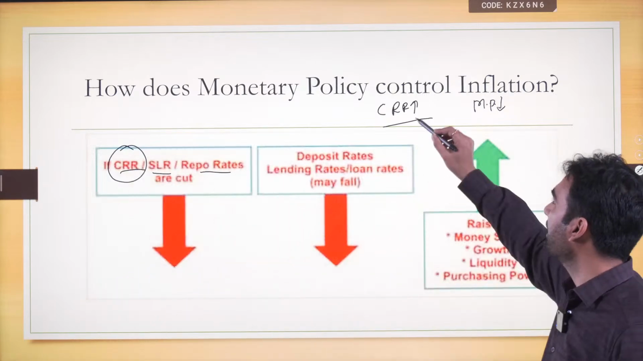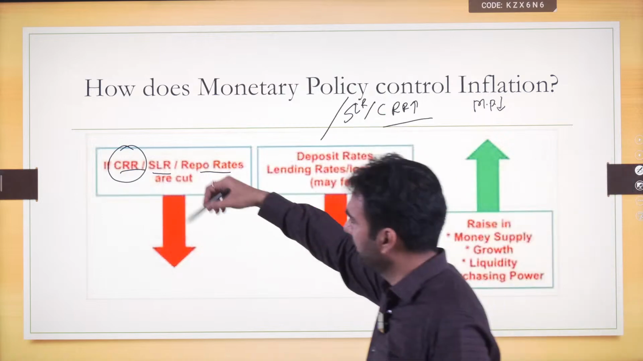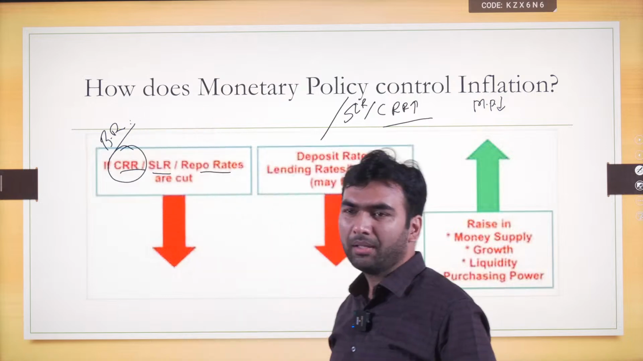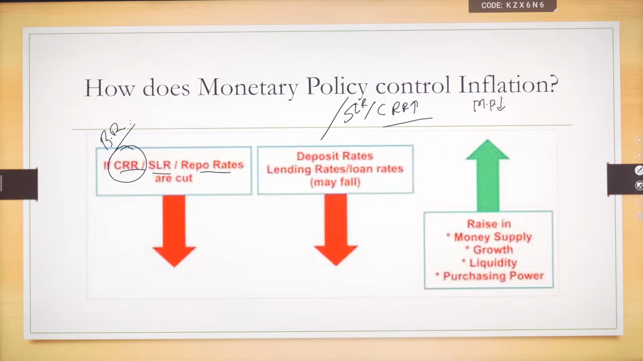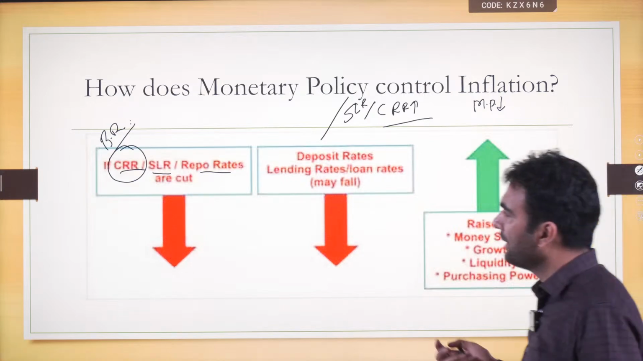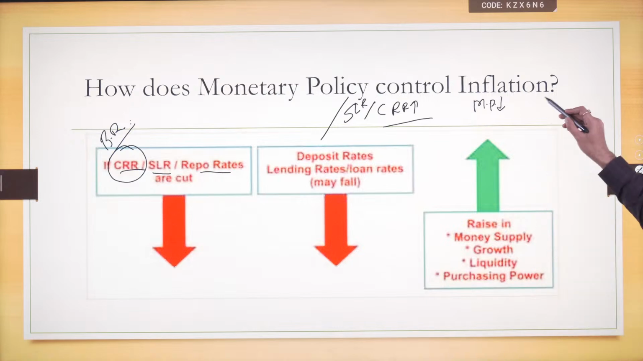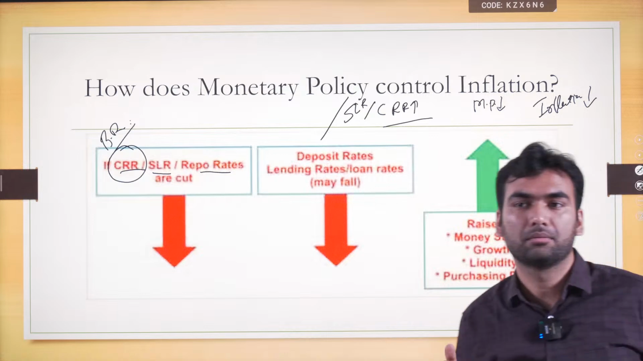If RBI increases CRR, SLR, even bank rate, which is the rate at which rediscounting happens, or the rate at which banks borrow from RBI, then all these three, if they increase, money supply will go down and inflation will reduce.